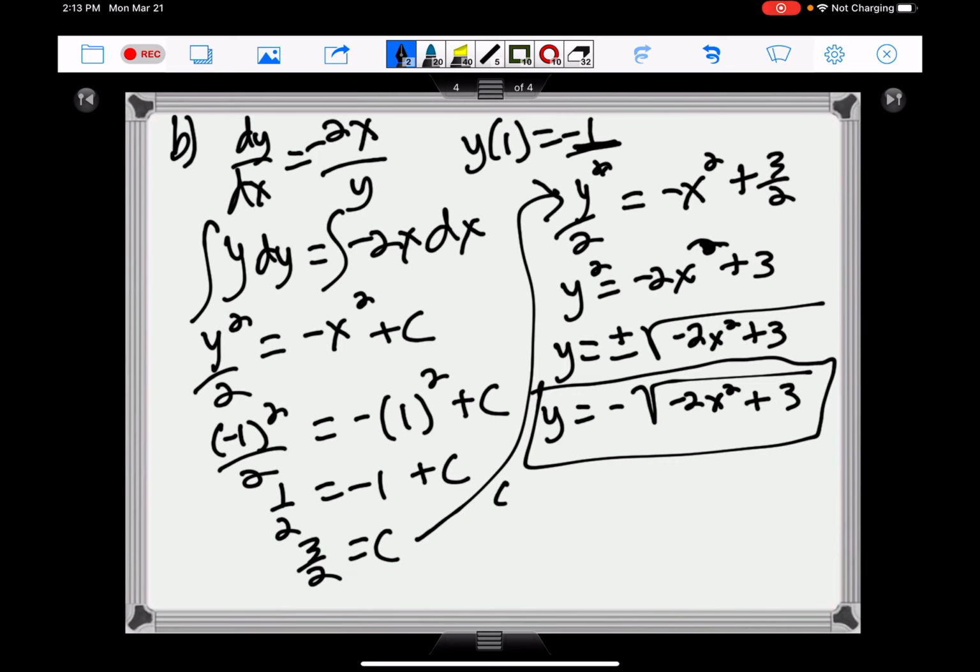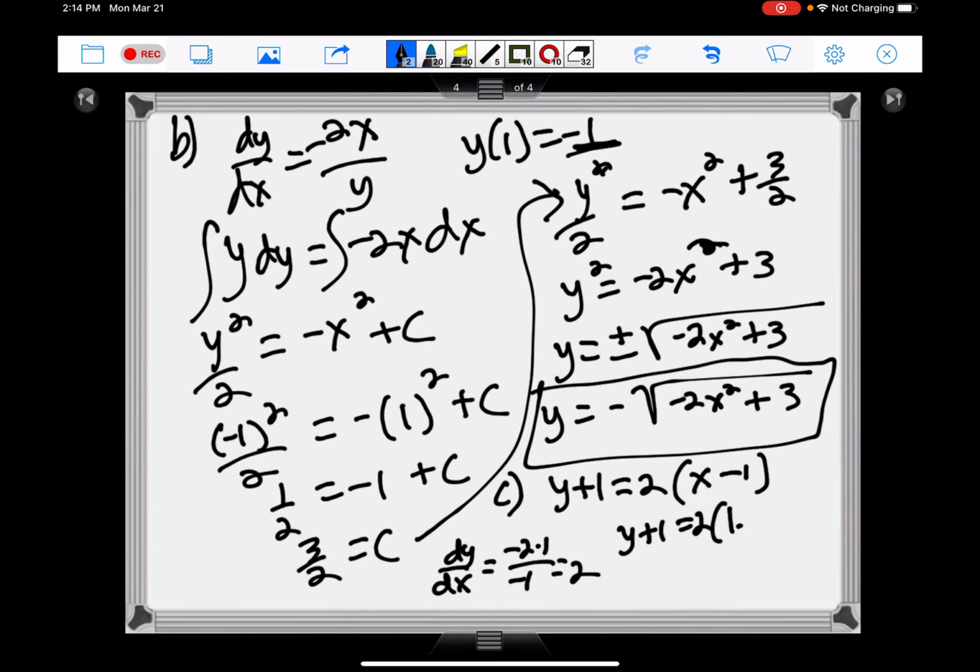Okay, part C was really easy if you got to try it. It should have been y plus 1 equals, we plug the 1, negative 1 into our dy dx. So that would have been negative 2 times 1 over negative 1, so that would have been 2. So 2 times x minus 1, and then you put in 1.1, so y plus 1 equals 0.2, so y would equal negative 0.8. It's y minus y1, and my y is negative 1.